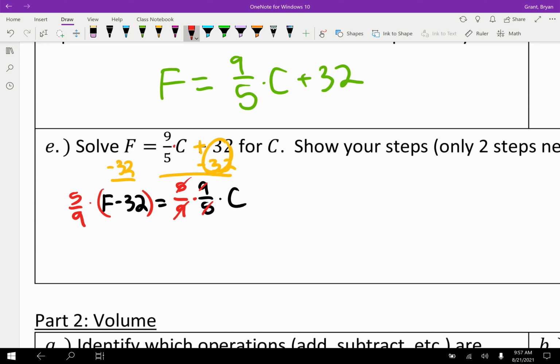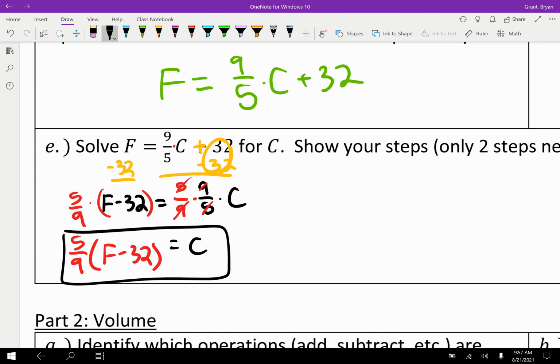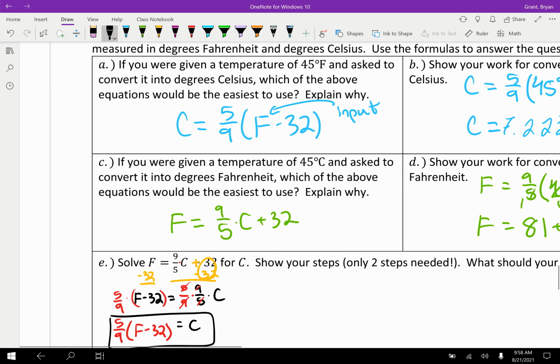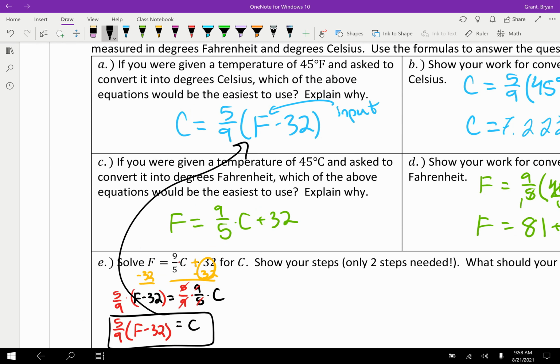We can cross-reduce this, and this just leaves us with C. In this one, although you could distribute 5/9, I'm not going to, because you'll notice that this is the exact other formula in our problem. It tells us that Celsius is 5/9 times Fahrenheit minus 32.